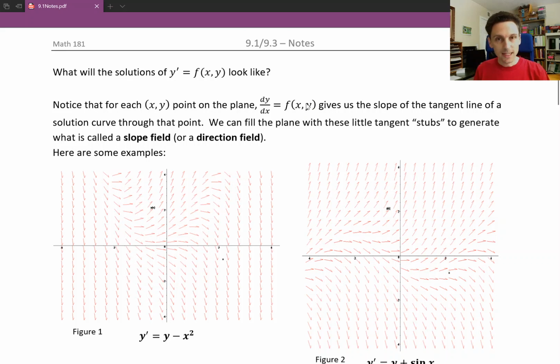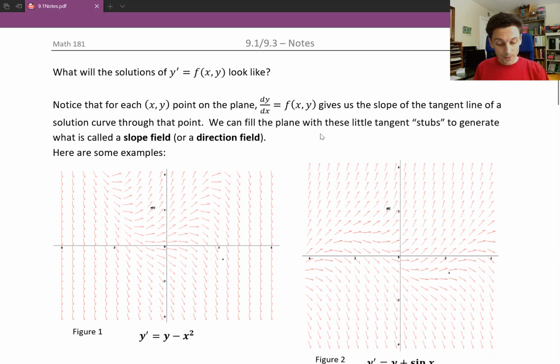So think about if you plug in x comma y into the right side of this equation. That might be a function like y minus x squared, for example, or y plus sine x. If you plug the x y pair into the right side of the equation, you're going to get some number. Then dy/dx, which is the slope of the tangent line of a solution curve that goes through that point, is going to be equal to that number. So at that point, you're going to know what the slope of the tangent line of the solution curve that goes through that point is.